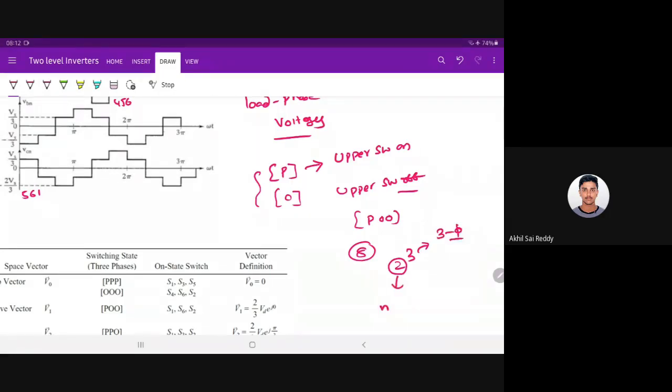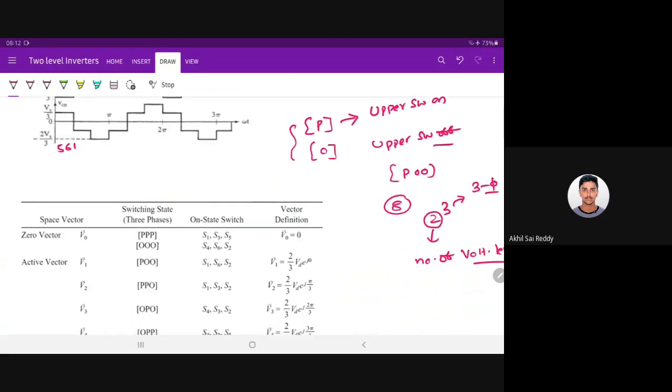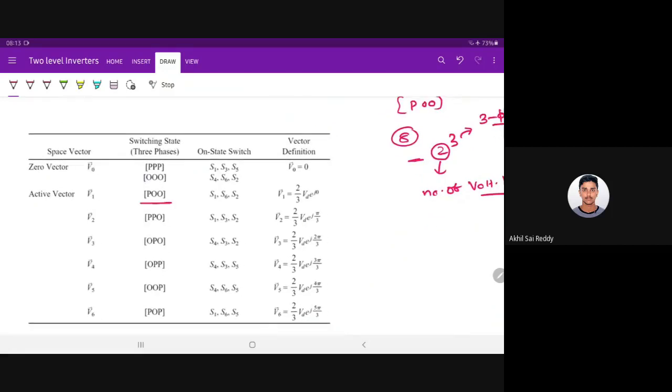So this is the number of state space, or number of voltage levels, or number of switching states. So we have 8 switching states, starting from P00, PP0, 0P0, 0PP, 00P, and P0P. And we have these two switching states where all the upper switches are on and all the bottom switches are on, right? PPP and 000.